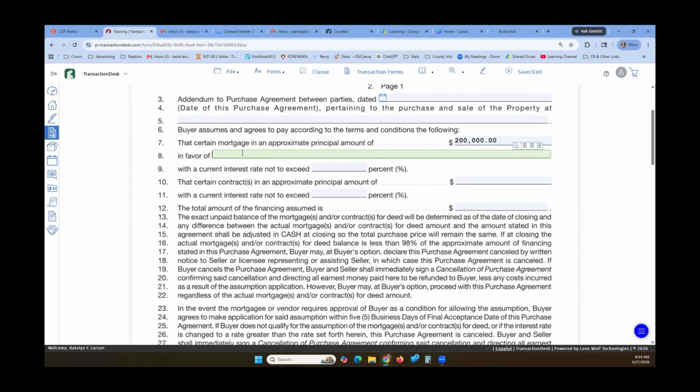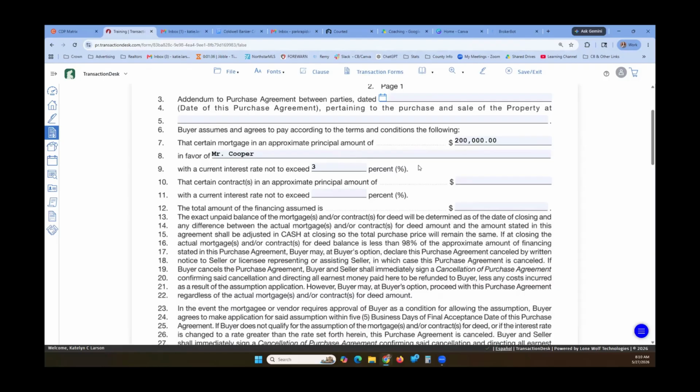Line number 8 is in favor of. This is the mortgage company. So let's just do Mr. Cooper, right? It's a big old mortgage company. This in favor of is who holds the mortgage, whoever it is. For those of you who don't know, Mr. Cooper is a mortgage company, not an actual person. He might also be an actual person. That's beside the point. Line number 9, with a current interest rate not to exceed blank percent. Usually this is going to be fairly low. This is going to be different than the market percent that your buyer is going to get if they just get a mortgage. This is going to be the current interest rate on this particular loan that the buyer is assuming.